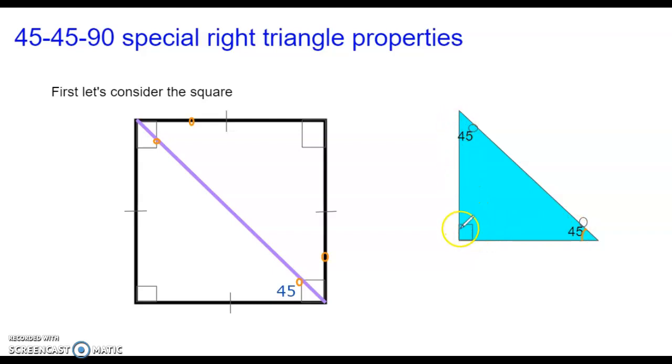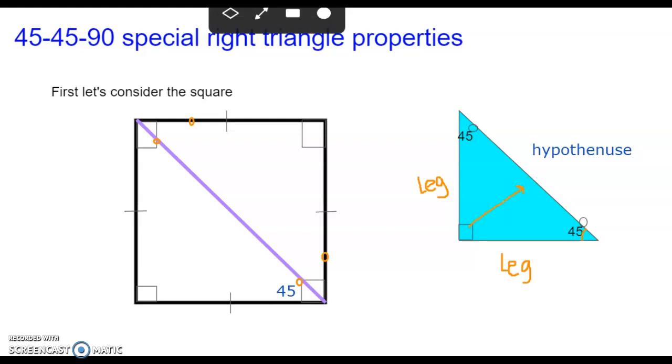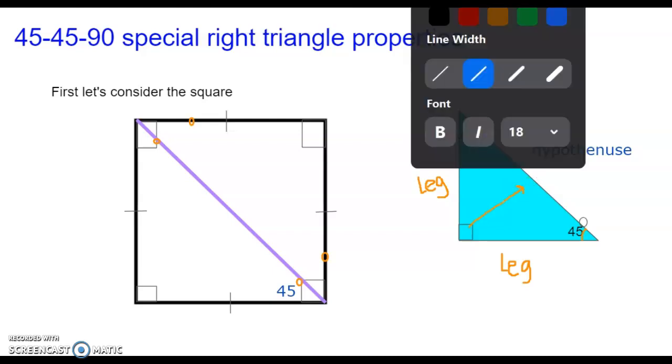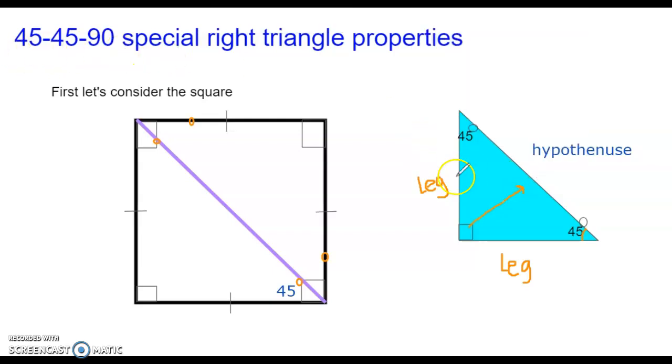So remember, when you have a right triangle, the two sides are called legs. So here's one leg. So this is a leg, this one down here is a leg, and then this one across from the right angle, that is my hypotenuse. So since this is a 45, 45, 90 special right triangle, I know that these two legs are going to be exactly the same size. So if one of them is 5 centimeters, the other one has to be 5 centimeters.